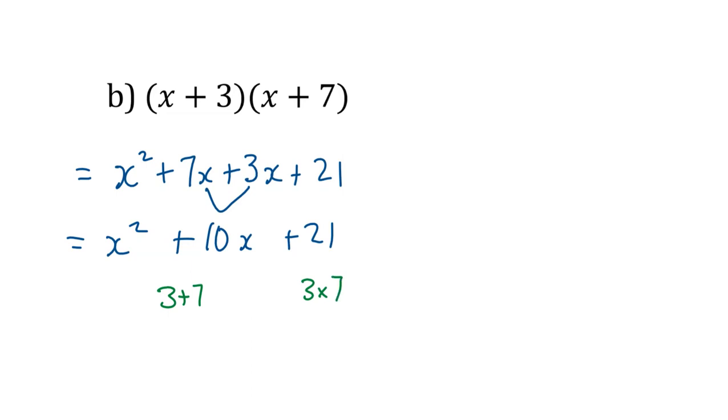So did you get x squared plus 10x plus 21? Good. When we notice these patterns in the future, if you had to expand one of these, don't you think you'd just go straight to the answer? Again, because you know the pattern. So you know it's going to be 3 plus 7 and 3 times 7. So you can skip that step.